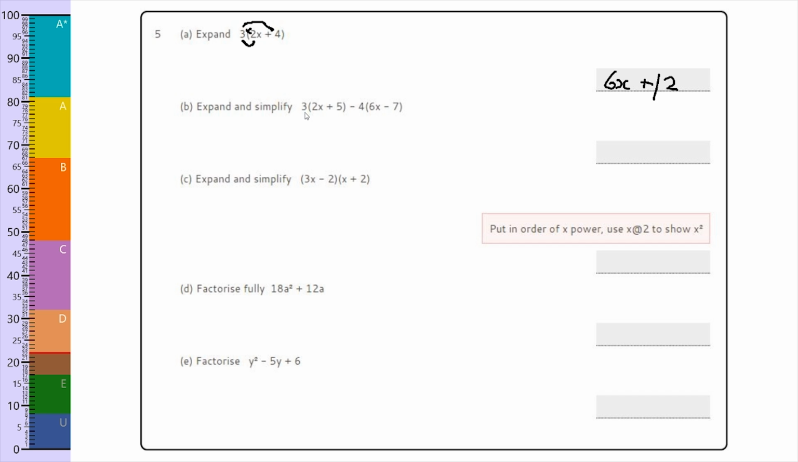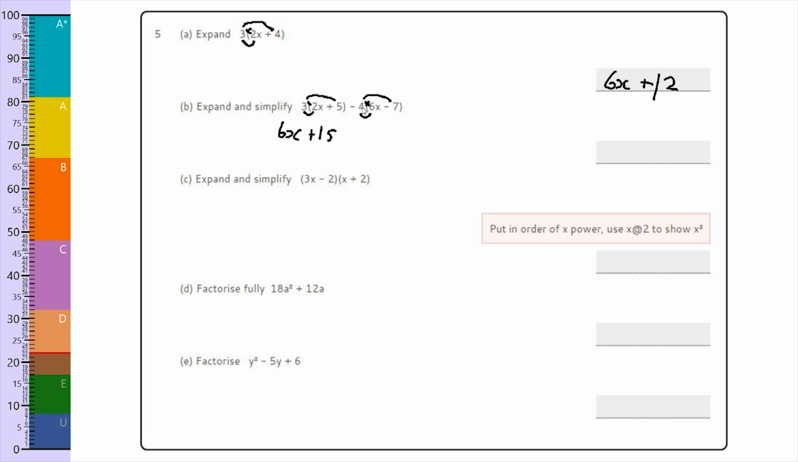This one, there's 2 brackets. It shouldn't be too bad, but it means I can't just put it straight in the answer box. Okay, and let's put my little lines through to remind me to times it. Okay, so this time 3 times 2x is 6x, 3 times 5 is 15.